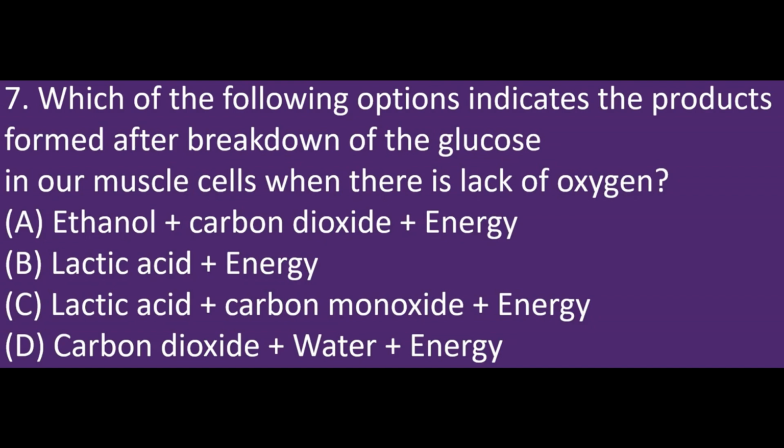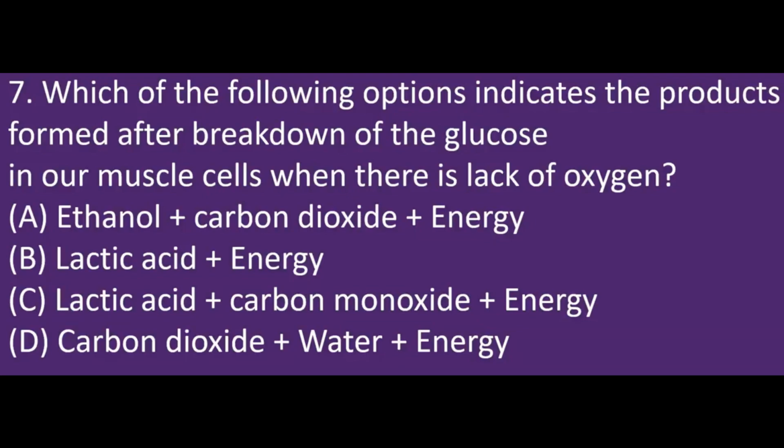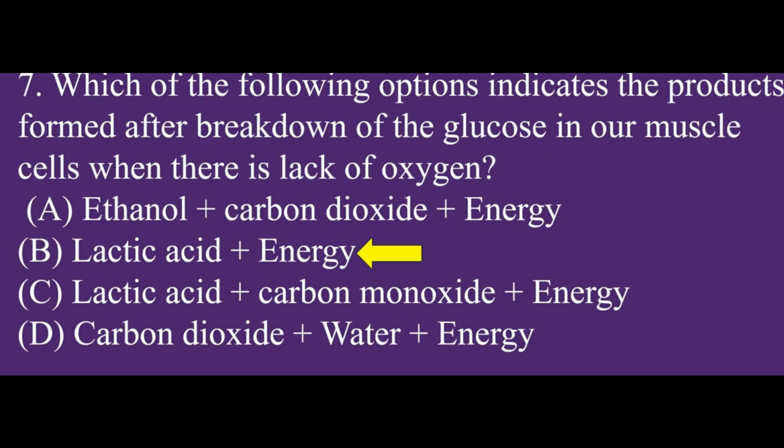Which of the following options indicate the products formed after the breakdown of glucose in our muscle cells when there is lack of oxygen? Then the options are option A, ethanol plus carbon dioxide plus energy, option B, lactic acid plus energy, option C, lactic acid plus carbon monoxide plus energy, and the last option D is carbon dioxide plus water plus energy. And the answer is option B, lactic acid plus energy.